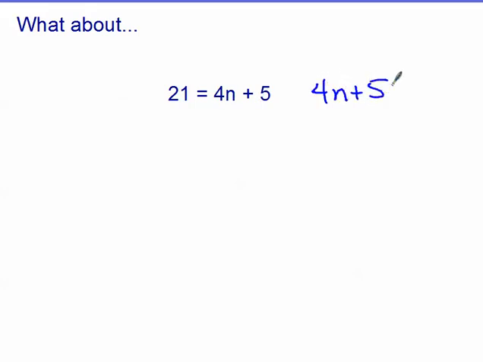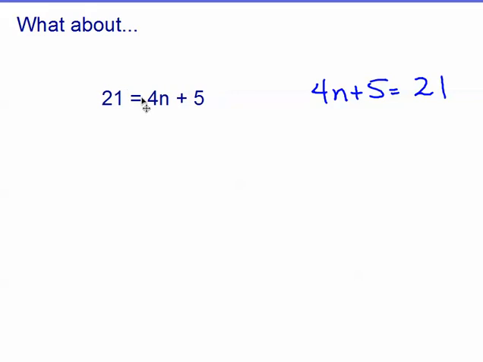4n plus 5 equals 21 is the same equation, and we would still do the same thing. We would get rid of this 5 by adding its opposite. Then we would get rid of this 4 and divide both sides by 4. Okay? So I'll just sketch this one out real fast.